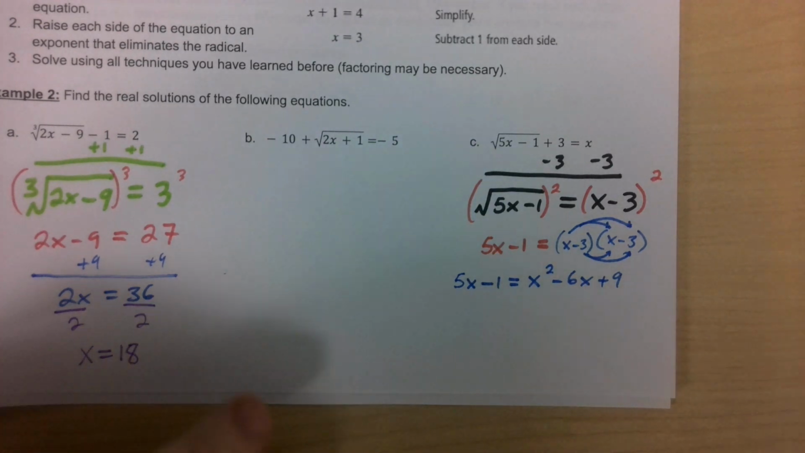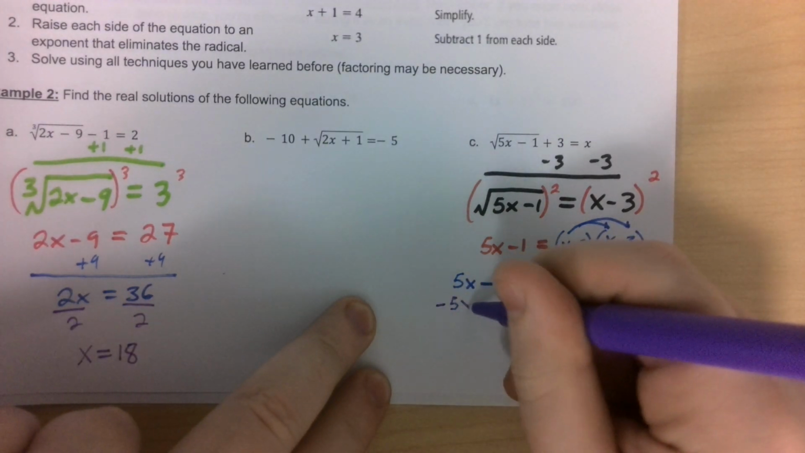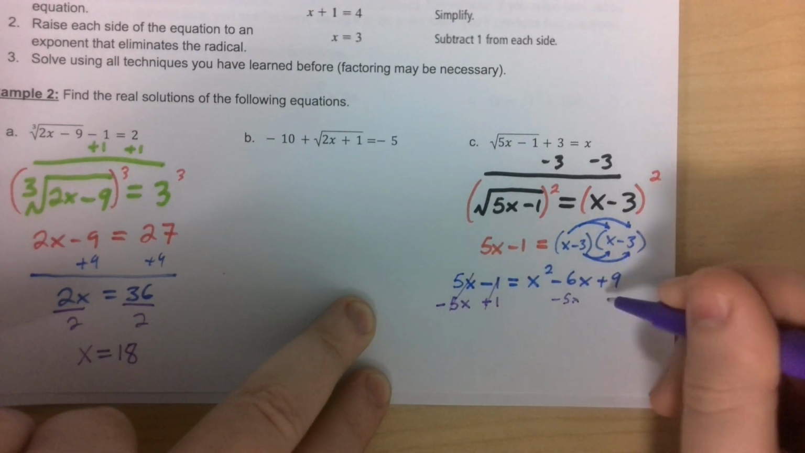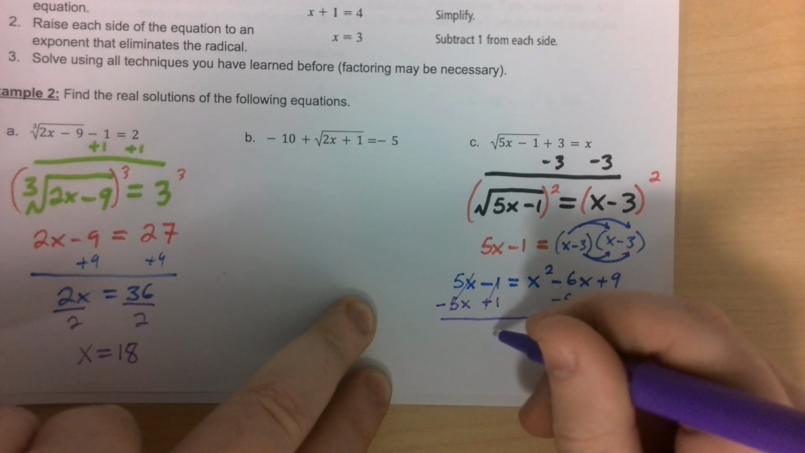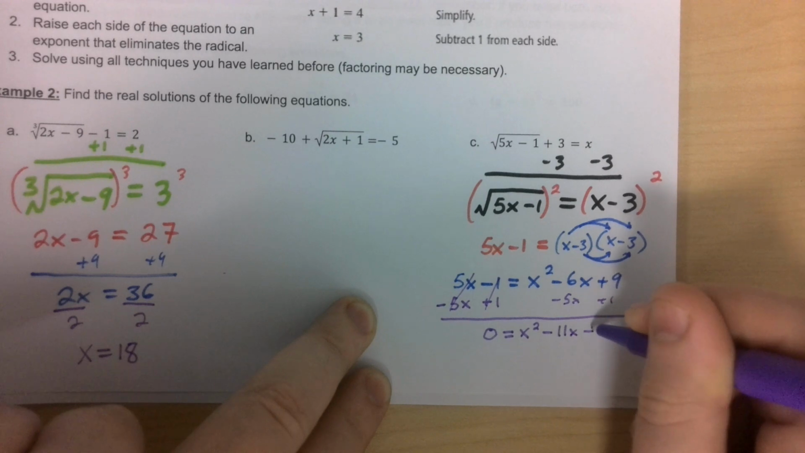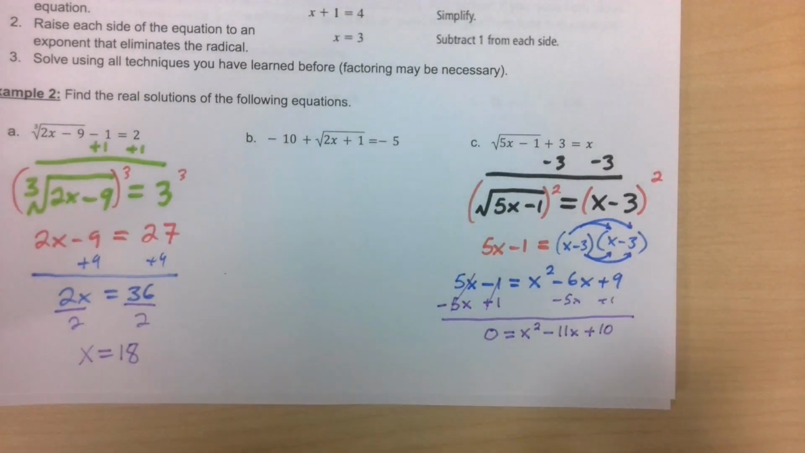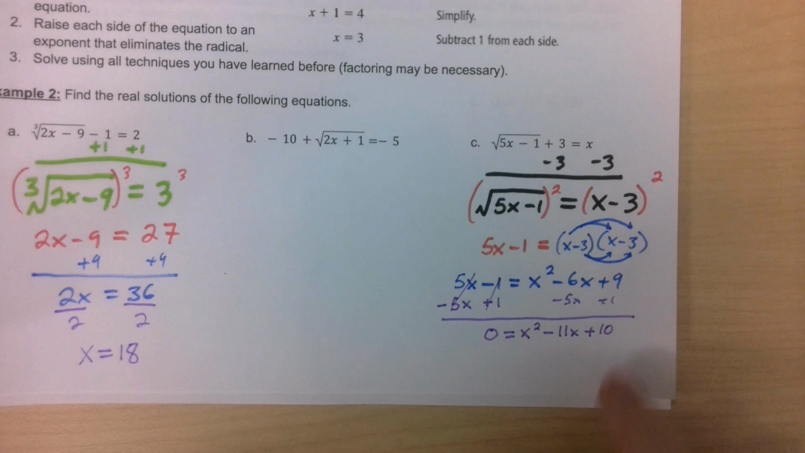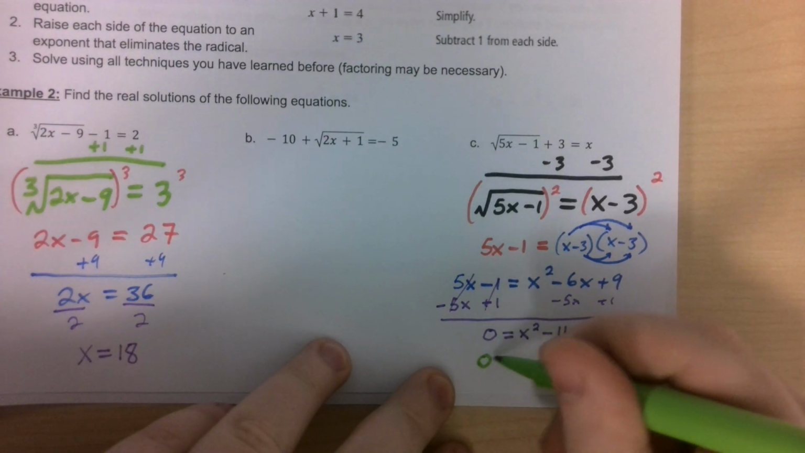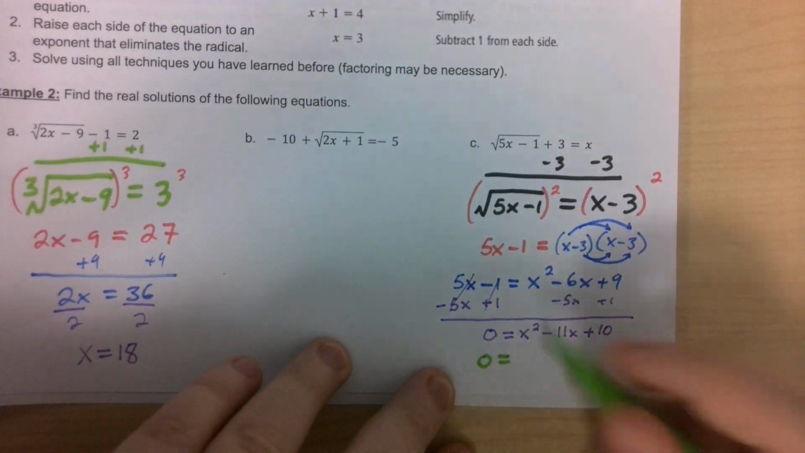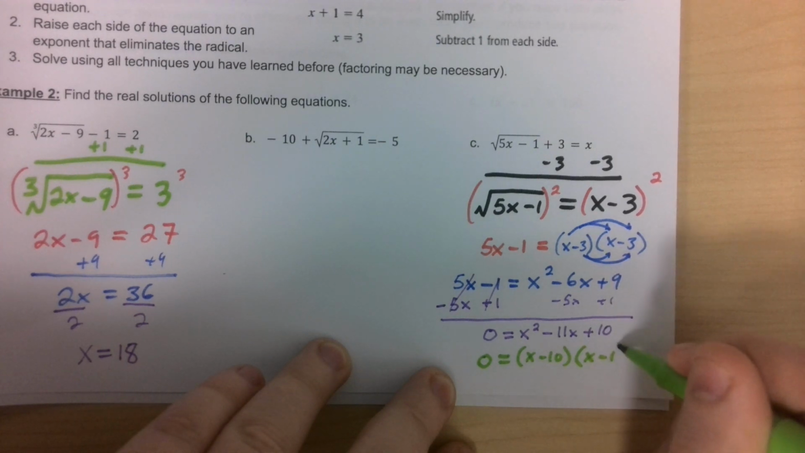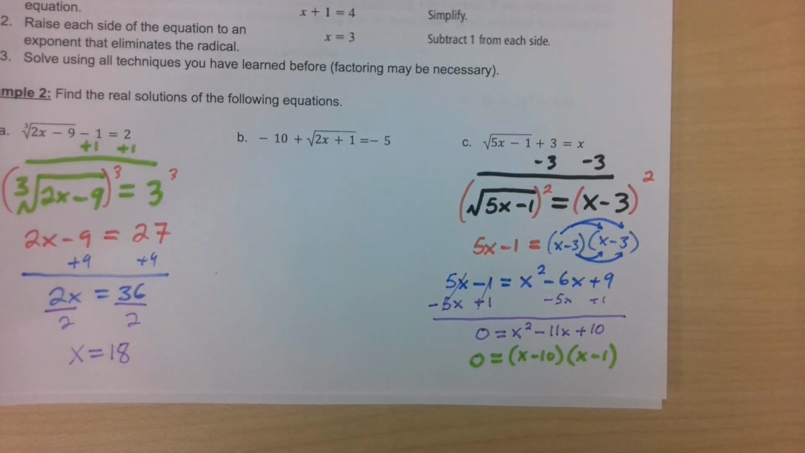We recall our goal is to get everything onto the same side first. So I'm going to subtract 5x and add 1 to get everything onto the same side. So we have 0 equals x squared minus 11x plus 10, and this can be factored. So what multiplies to make 10 and adds to make negative 11? Well, we know that that's going to be negative 10 and negative 1. So x minus 10 and x minus 1 are our two answers.